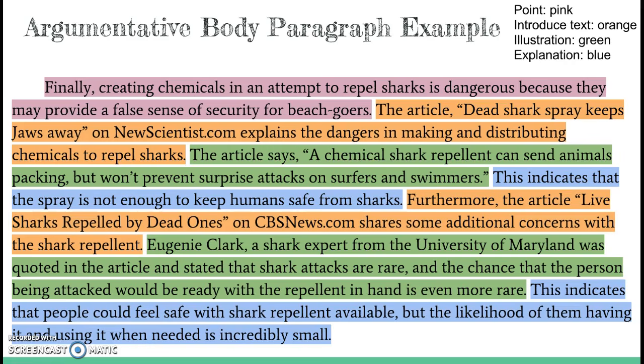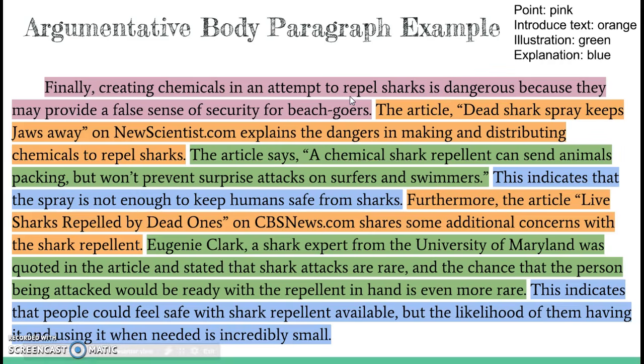The illustration is highlighted in green, so you can see that this first illustration includes a direct quote, but this second illustration includes an indirect quote. So what I'm trying to do here is use a combination of the two. I don't always want to use direct quotes. I don't always want to use indirect quotes. I really want to mix things up so that my writing doesn't become too repetitive. And then in my blue sentences, I'm explaining how those illustrations support that first pink point. So let's listen to what this sounds like.